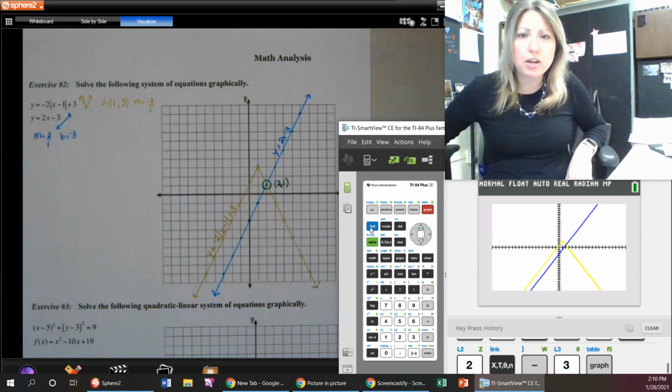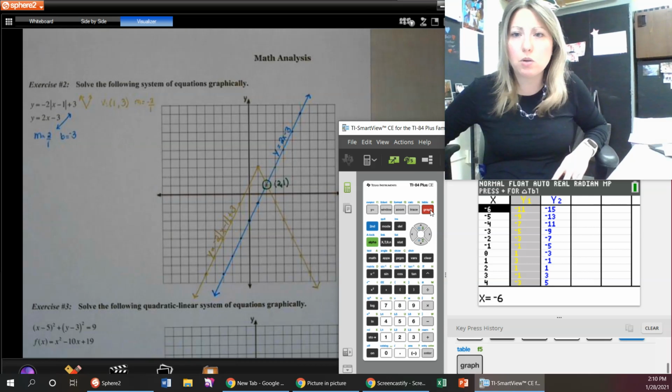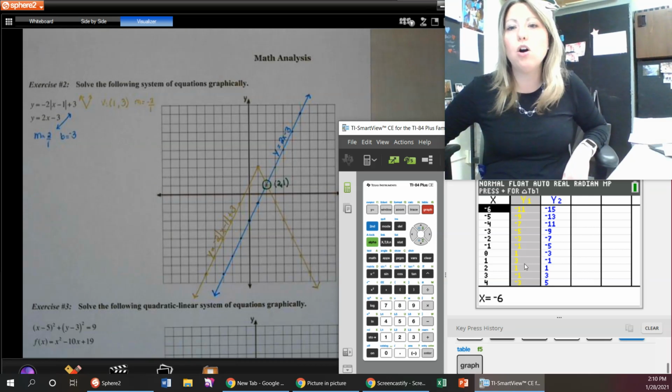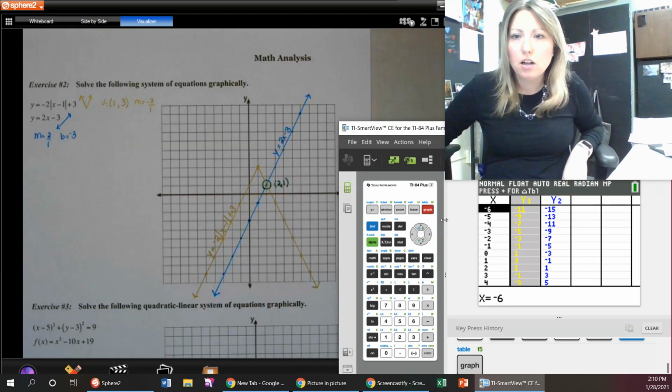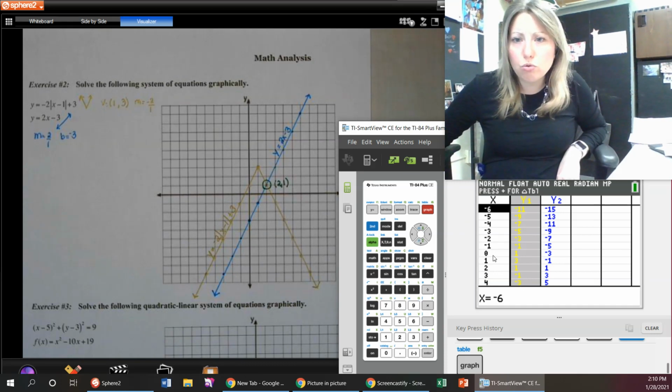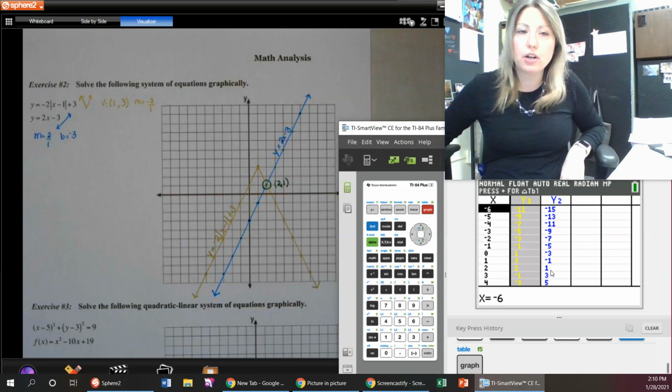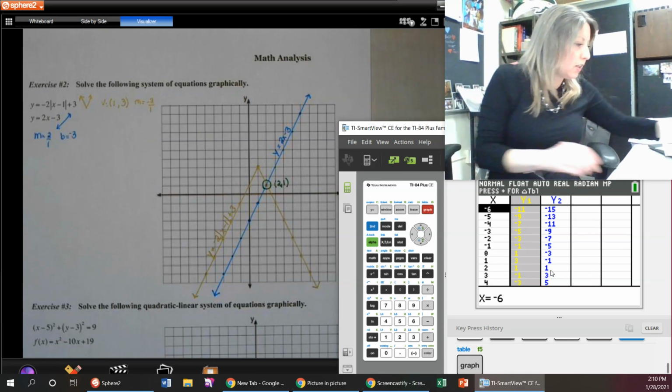If you want to make sure that one intersection point is the only one, second graph to see the yellow more clearly. We think it's 2, 1. Let's look. Yep. That is the only spot. Look at all the rest of those y values. Not the same for those matching x values. This is the one and only place where they are the same. That's the one intersection point.